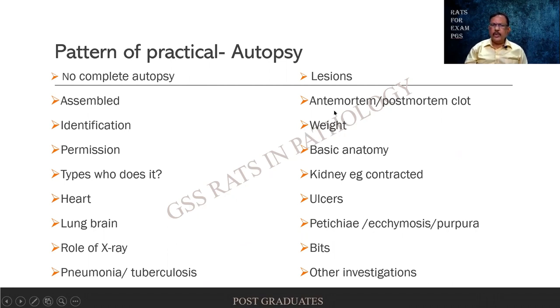And we are supposed to know the basic weight of the organ, the fundamental anatomy, not as accurate as the first year anatomy. And some of the lesions, we will have to explain or give a differential diagnosis before we arrive at a final diagnosis. The kidney contracted, for example, ulcers of the intestine, and so on. And even these questions have been asked earlier. What is a petechia? What is a purpura? What is an ecchymosis? Where all will you give the bits from? And what other investigations can you do?